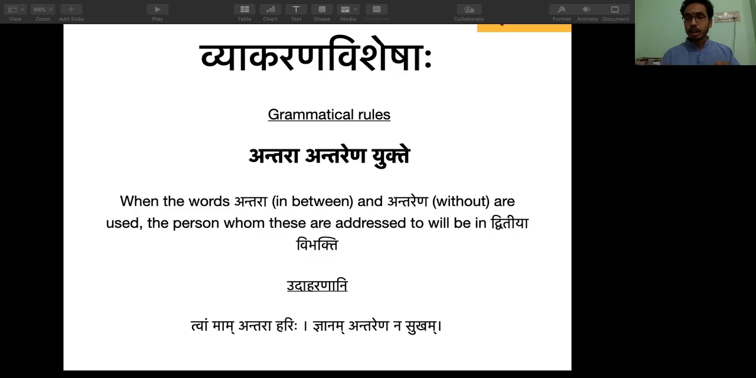Dharmam Antarena na Sukham. Without dharma, there is no happiness. Dhanam Antarena na Vaibhogyam. Without money, there is no prosperity. These are the examples that you can give. Again, use the same format. Give additional examples. If they have given you Tvam Mam Antara Harihi, add Jnanam Antarena na Sukham. Keep these examples in mind, because if you give examples, the examiner will be impressed and will make sure that you get full points. There won't be any chance of cutting marks for this answer.